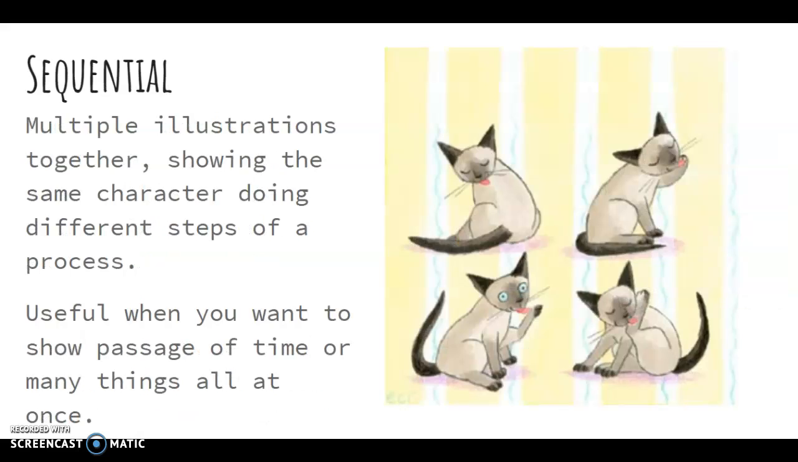Sequential illustration. Sequential means it happens in sequence. It happens one after the other. And so a sequential illustration is multiple illustrations together showing the same character doing different steps of a process. This one has a cat grooming itself. This is useful when you want to show passage of time or many things all at once.